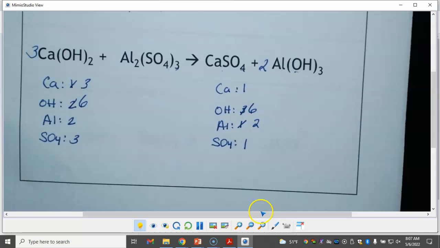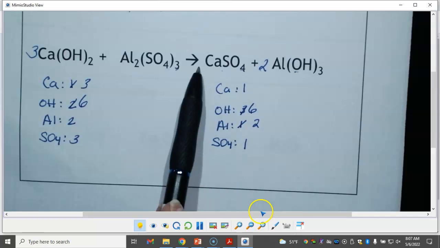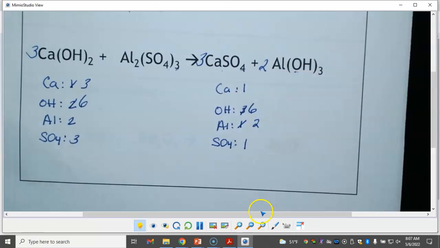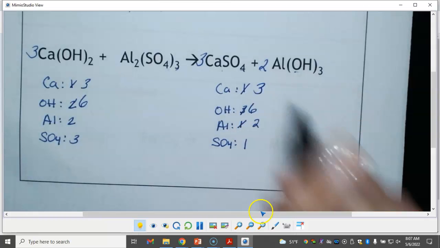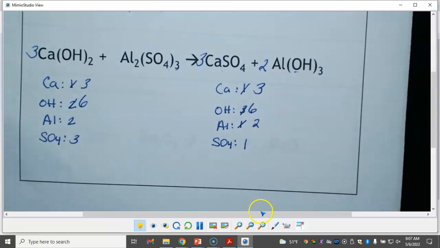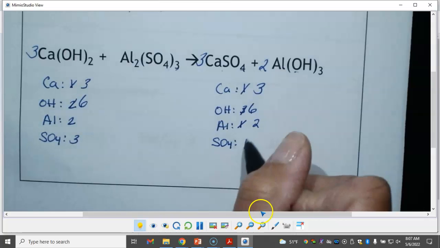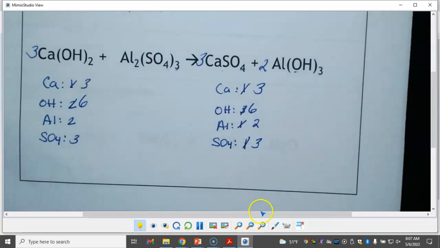Still need to balance out sulfate and calcium. So 3 right here, so I'm going to have 3 calcium. And that gives me 3 sulfate. Okay. So when you are dealing with polyatomic ions, that is definitely one way to do it.